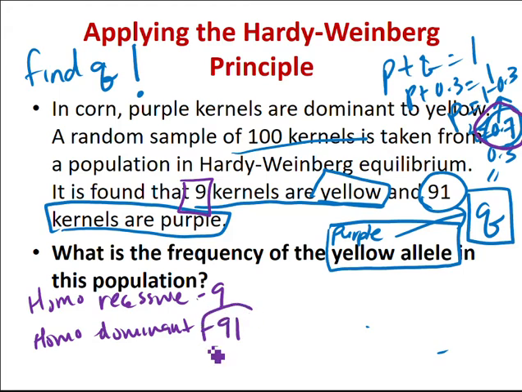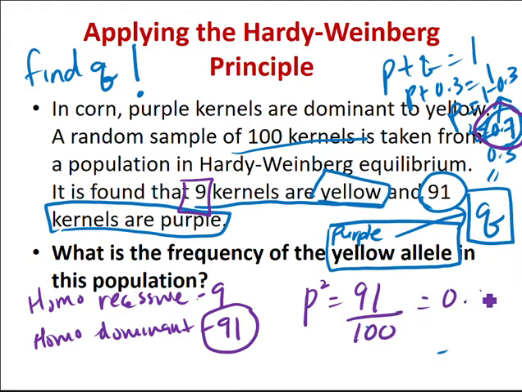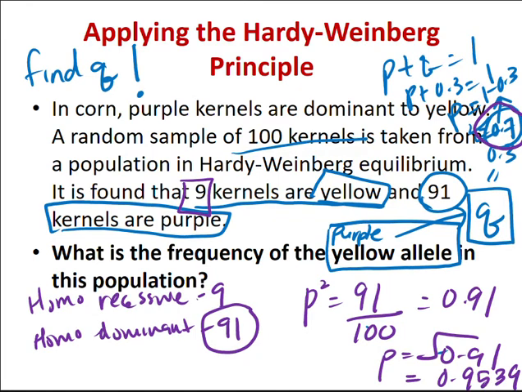Okay, so if you start with 91, see, so P squared is 91. So you will assume P squared is equal to 91 over 100. So you will get 0.91. So you will square root this number 0.91 and you will get 0.9539, which is wrong because the answer is actually 0.7.